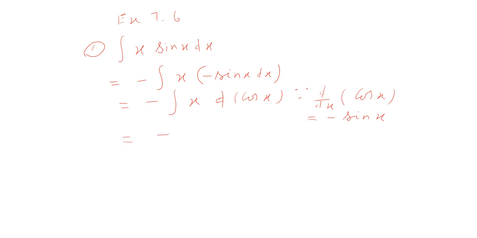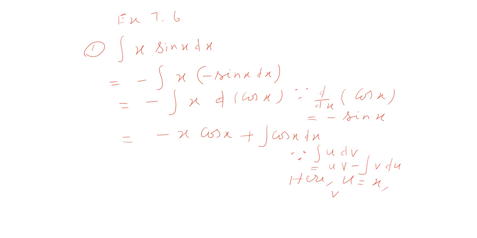Apply the rule integration by parts. Minus x cos x minus of minus plus integral cos x dx. Since recall the rule, integral u dv is equal to uv minus integral v du. Here in fact I have u to be x and v to be cos x anyway.